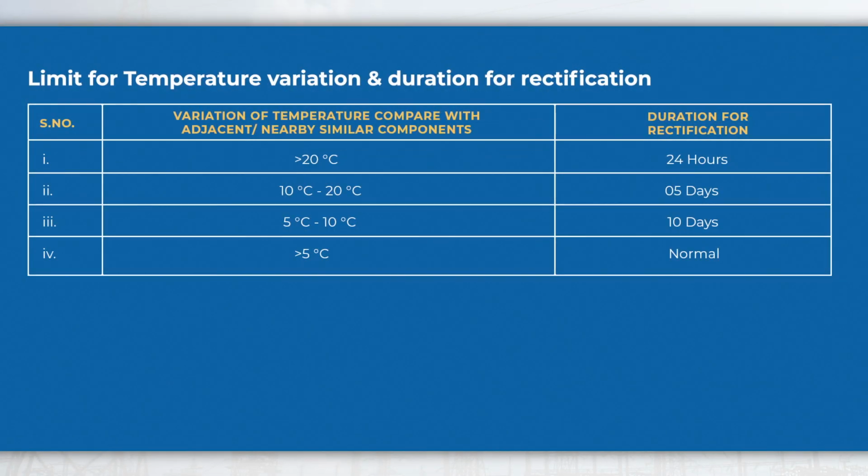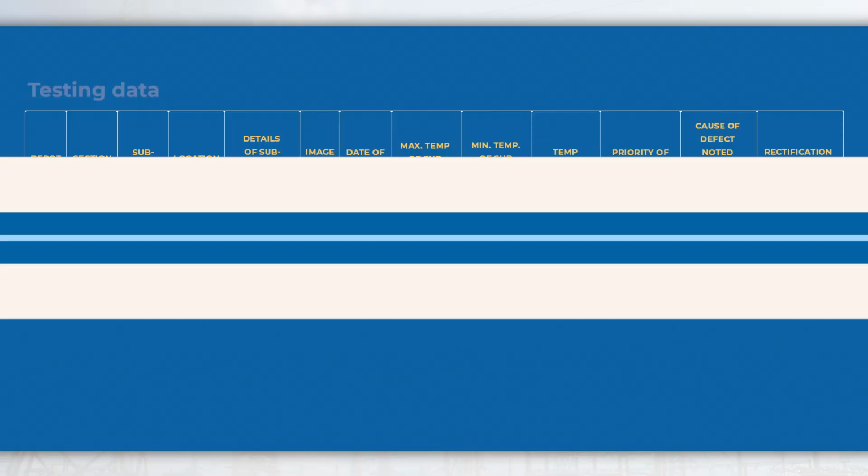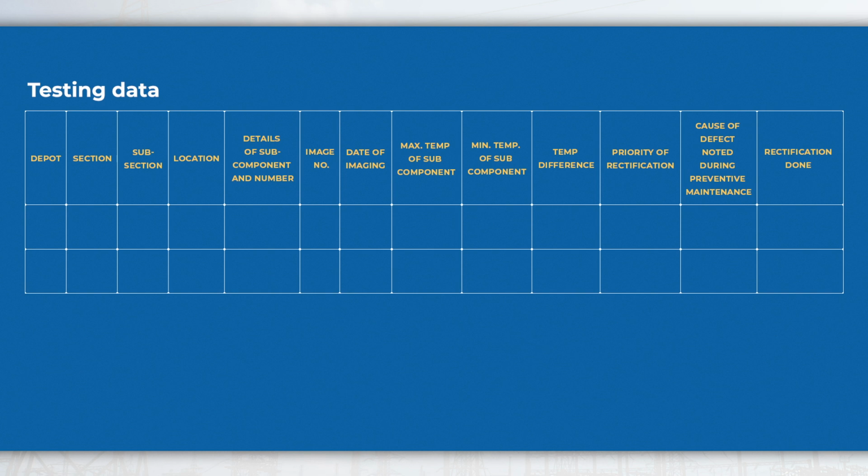Limit for temperature variation and duration for rectification of the issue is given in the table. Testing data may be recorded in this format for further investigation and future reference.